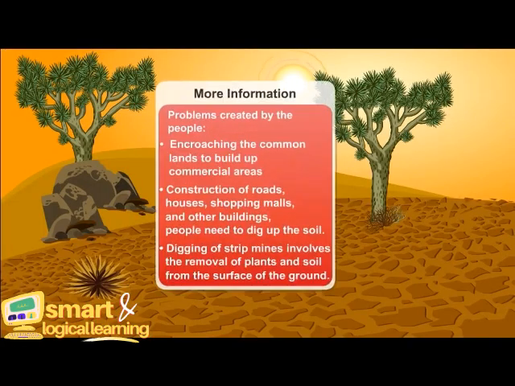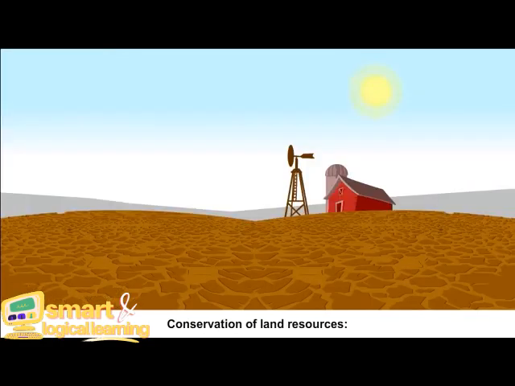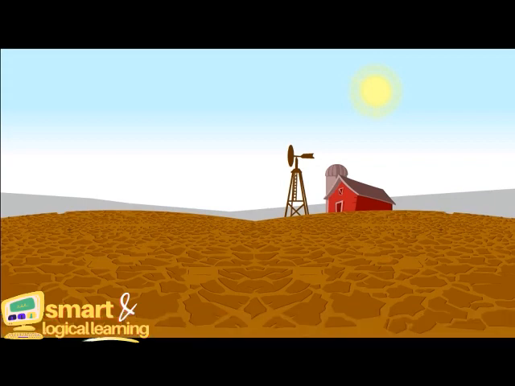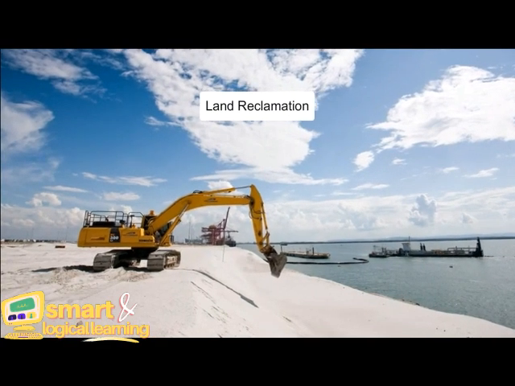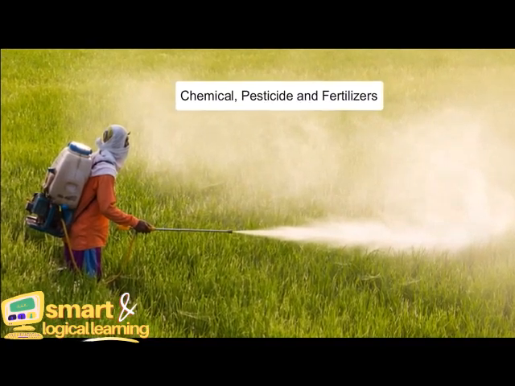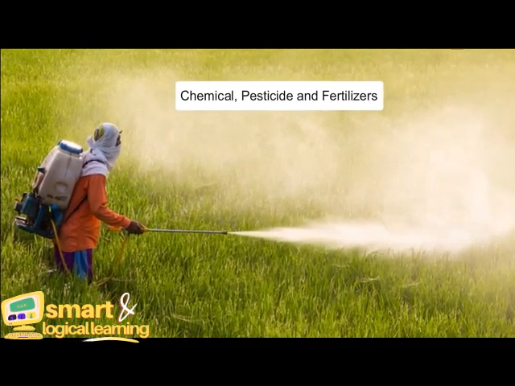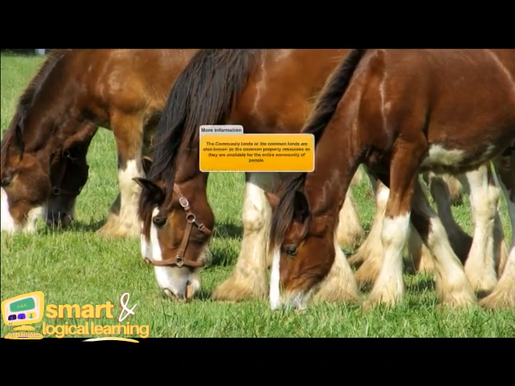The major damage to environment is caused by land degradation, landslides, soil erosion, desertification. Conservation of land resources: keeping a check on present rate of degradation of land, afforestation, land reclamation, regulated use of chemicals, pesticides and fertilizers, checks on overgrazing of land by animals.